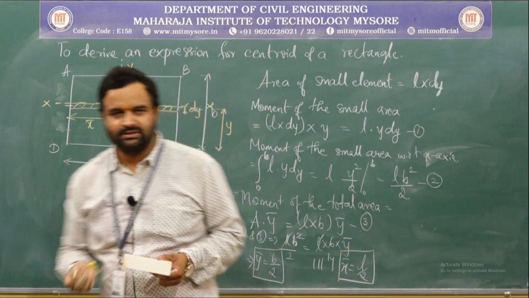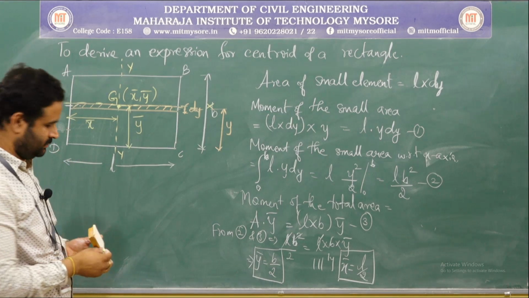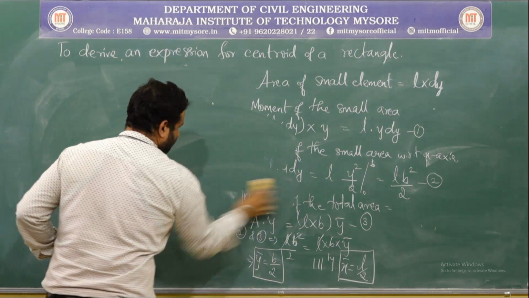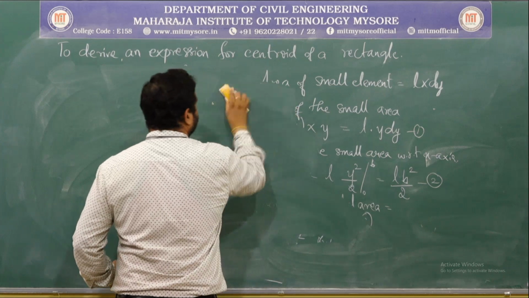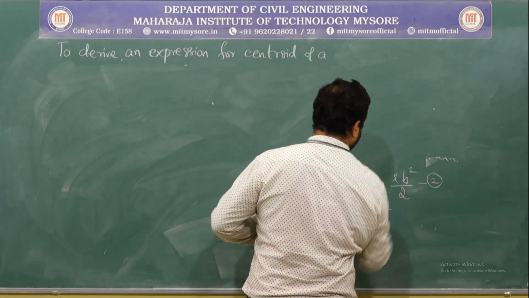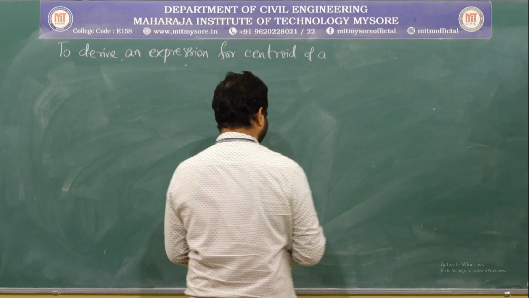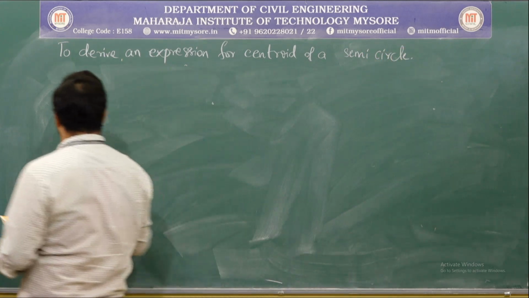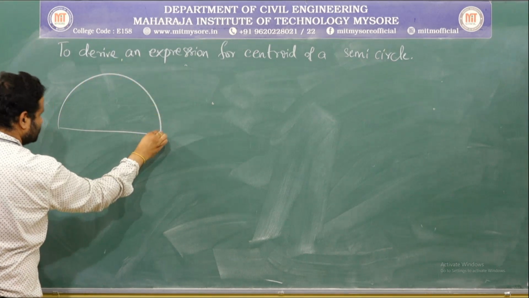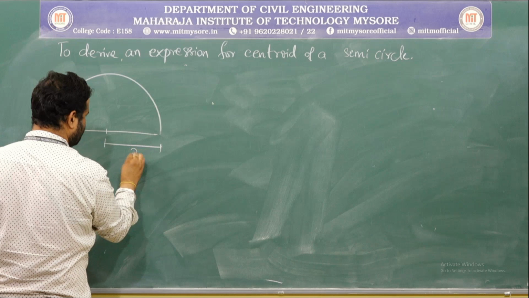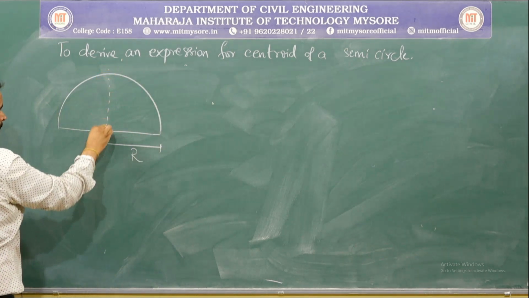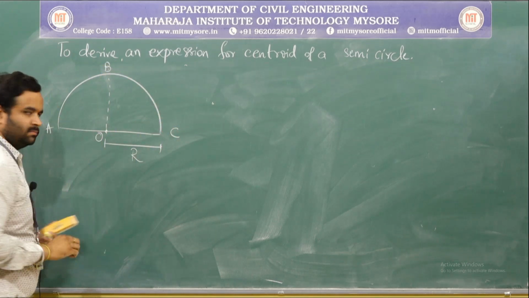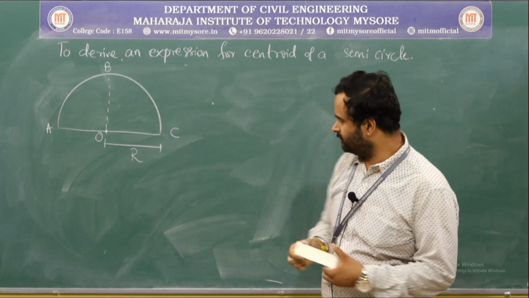Now let us move on to the next geometrical figure, that is a semicircle. So, let us draw a semicircle with its radius equals to capital R. Now, this is the semicircle of radius R.